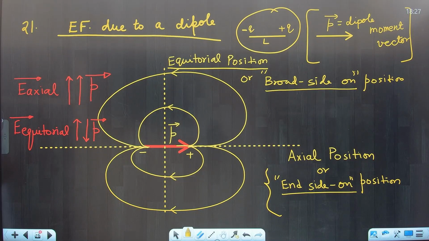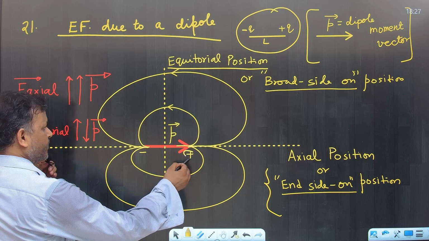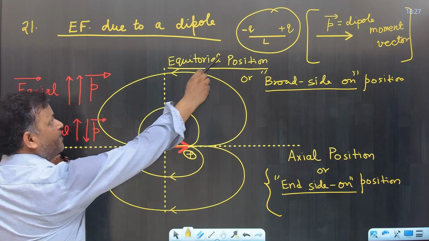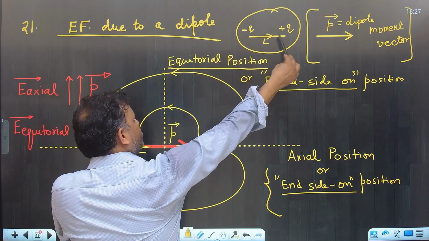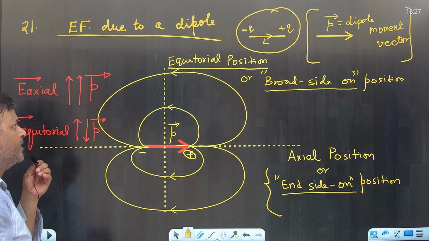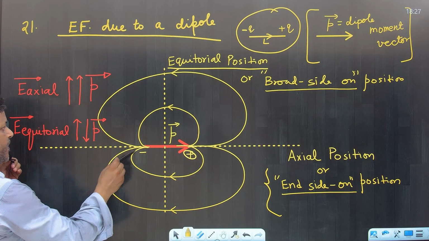So you see electric field lines emanate from the positive charge. The dipole moment is from minus to plus in physics and plus to minus in chemistry. We are discussing here in physics, so we will take its direction from minus to plus.